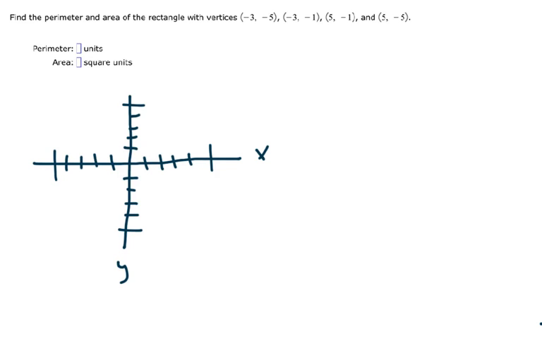So this shape tells us it's a rectangle. Our first coordinates are -3, -5. Negative is to the left, 1, 2, 3. -5 means I'm going down 5. So about right here. -3, -5. A little better than a finger, but not much. All right, -3, -1 puts me here.